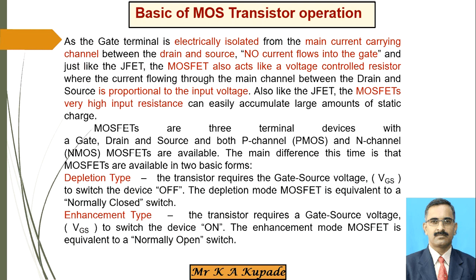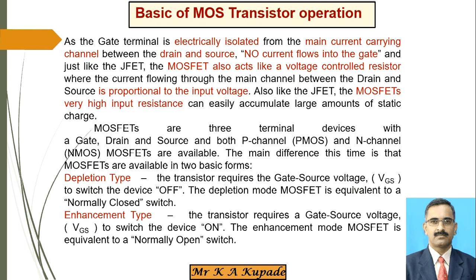The MOSFET also acts like a voltage controlled resistor. Why? Because the drain current, or ID, is flowing through that particular channel. Like the JFET, it acts as a voltage controlled resistor, where the current flowing through the main channel between the drain and source is proportional to the input voltage. That means whatever drain current is flowing is due to that. Proportional in the sense that there is no current flowing through the gate terminal. Now, it is the important thing.